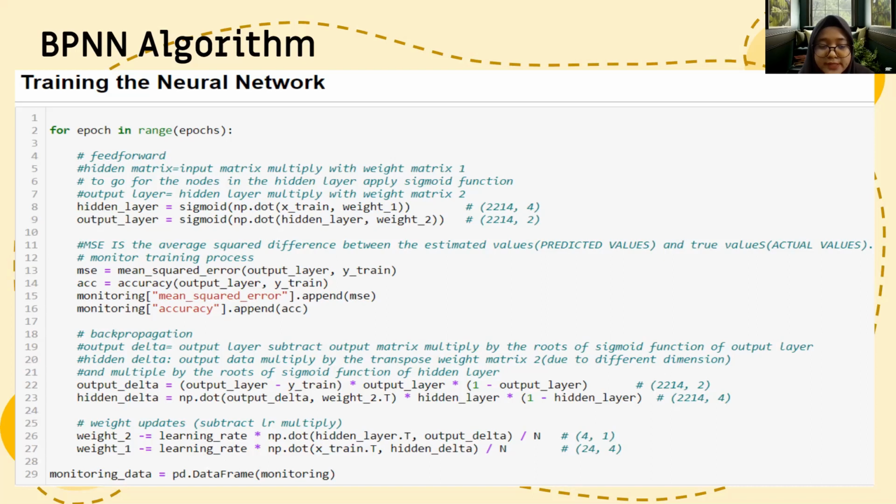And lastly, of course, every time we do the backpropagation phase, we have to update the weights. We can do that by subtracting the learning rate multiplied by the hidden layer transpose and the output delta for weight 2. And for weight 1, we subtract the learning rate multiplied by the training set and the hidden delta.